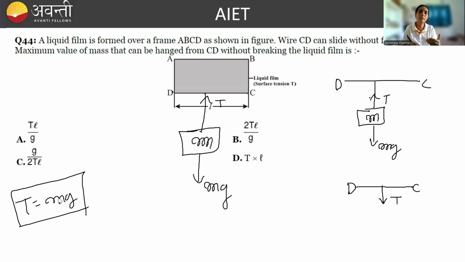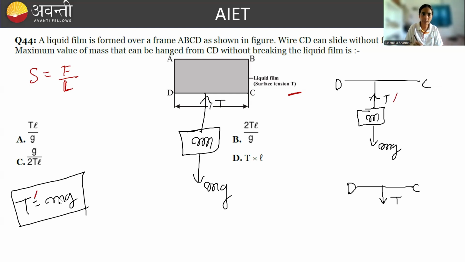So that liquid film will exert a surface tension force. What is surface tension? Surface tension you define as force per unit length. So force will be equal to S into L. Here the surface tension force is given as T actually. This T might cause confusion, so let's change it to T dash.